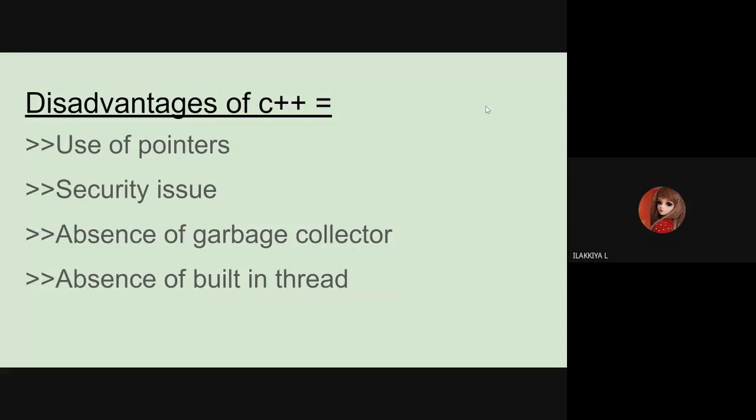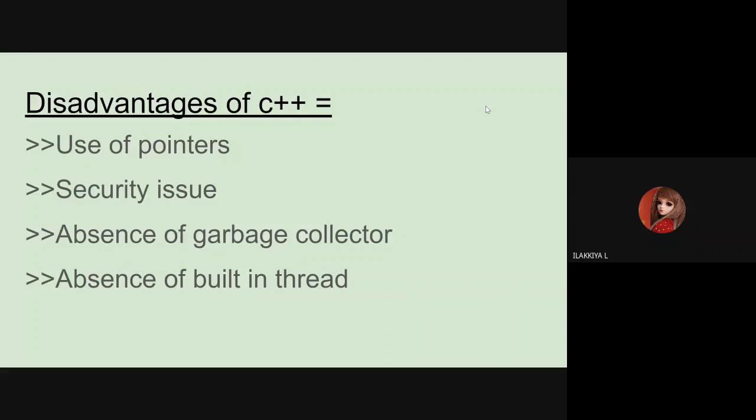Third one, that is absence of garbage collector. As discussed earlier, C++ gives the user complete control of managing computer memory using dynamic memory allocation, that is DMA. C++ lacks the feature of a garbage collector to automatically filter out the unnecessary data.